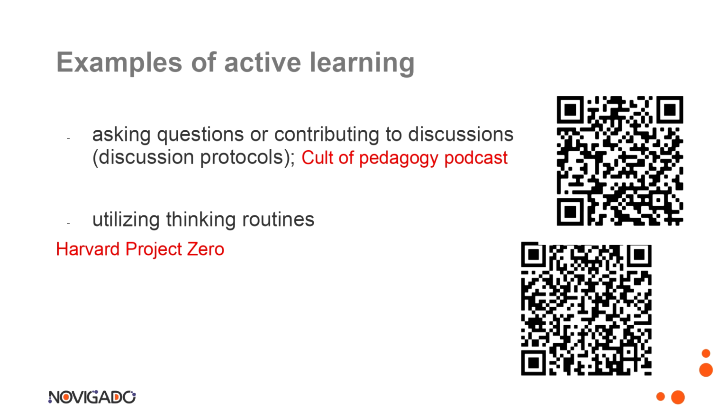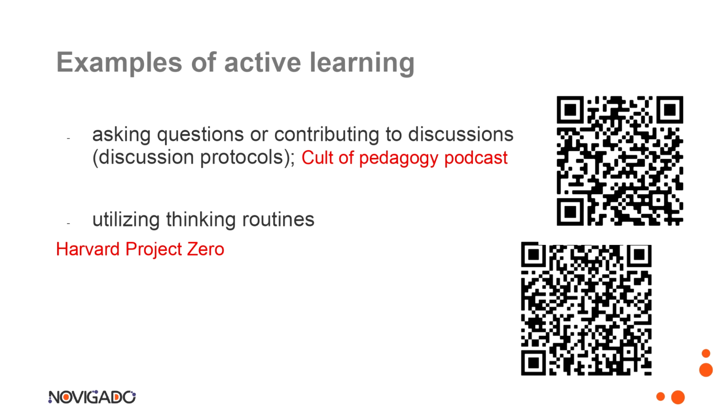And the second example would be utilizing thinking routines. I don't know if you have heard about Harvard Project Zero, which is one of my absolute favorites. They have created a whole list of different thinking routines that are aimed at different things, and you can use them in every lesson, also in distance learning. There are plenty of resources on their website, and you can simply go there and have a look. There are videos, and explanations of how it works. And it might be something that you can embed in any of the lessons.